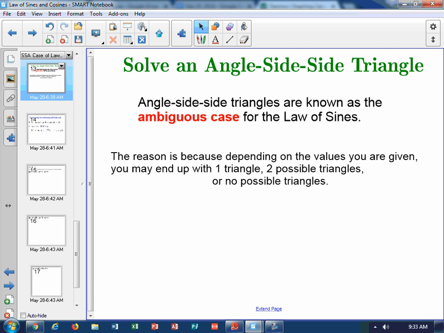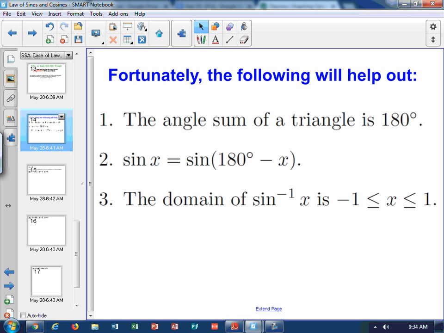Back in geometry days, you learned about side-side-side, side-angle-side, angle-angle-side, and angle-side-angle. If you're given those pieces of information, for instance three sides of a triangle, you only get one possible triangle. So with those cases, and with angle-side-angle and angle-angle-side for the law of sines in general, you only get one triangle. But with angle-side-side, you could get one, two, or none. So here are the techniques we're going to use to help us out.